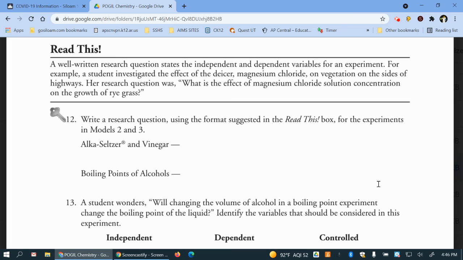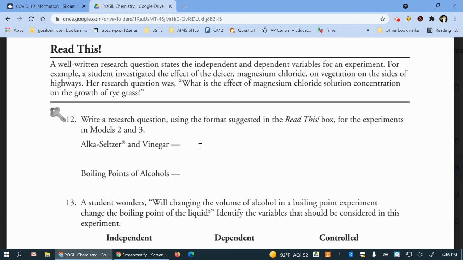A well-written research question states the independent and dependent variable for an experiment. For example, a student investigated the effect of deicer, or magnesium chloride, on vegetation on the sides of highways. Her research question was, what is the effect of magnesium chloride solution concentration on the growth of ryegrass? Write a research question using the format suggested in the Read This box.